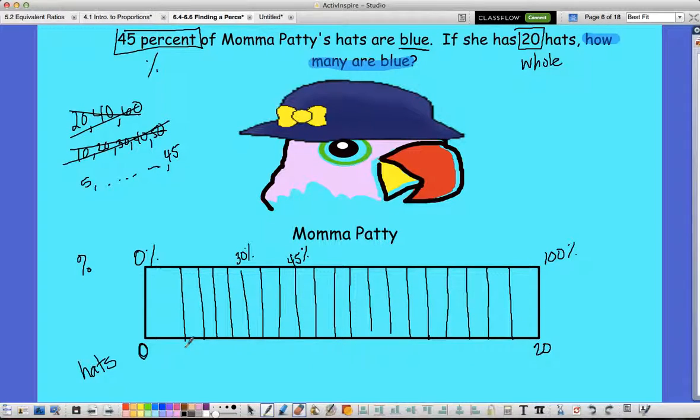So here you have 1, 2, 3 hats, 4 hats, 5 hats, 6 hats, and actually I don't think we lined this up right. I think we put too many at the end. So we have 1, 2, 3, 4, 5, 6, 7, 8, 9, 10, 11, 12, 13, 14, 15, 16, 17, 18, 19, 20. One too many.